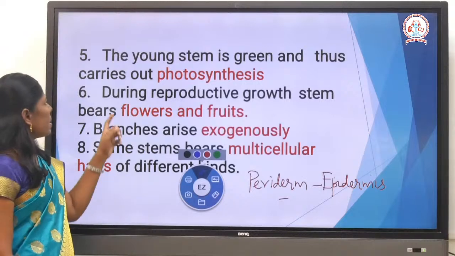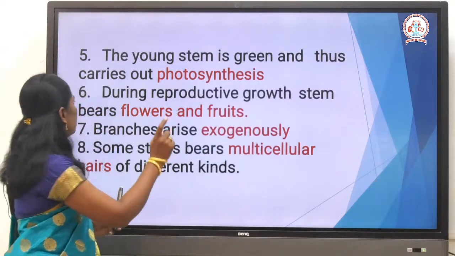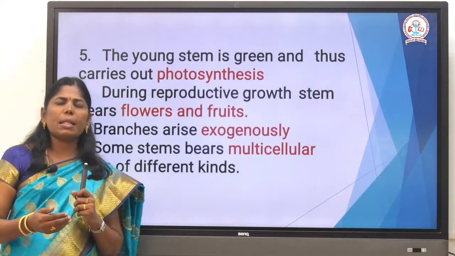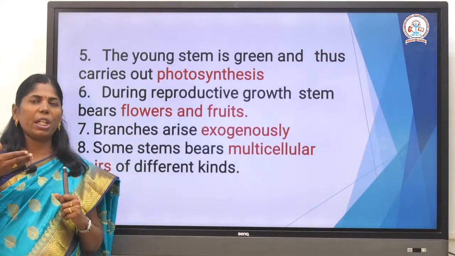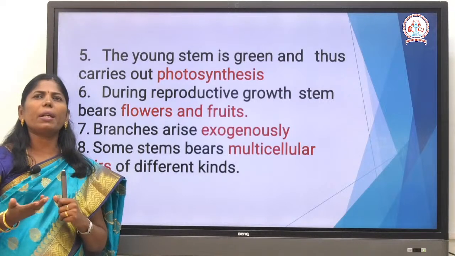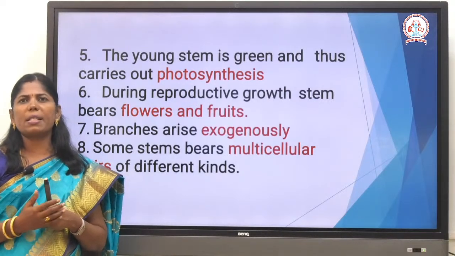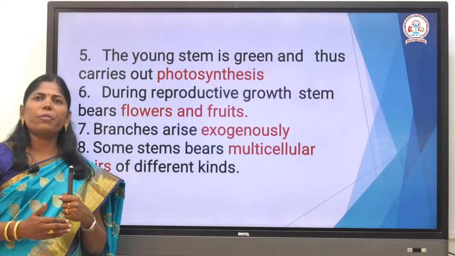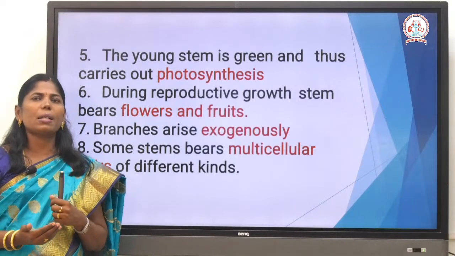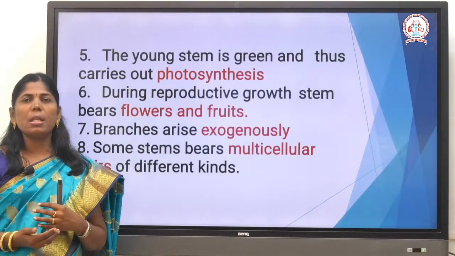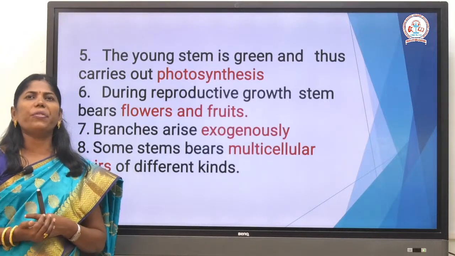Next, during reproductive growth, the stem bears flowers and fruits. First we can see the vegetative growth, then only we can see the reproductive part. What is the reproductive part? Already I said, it is the flowers. After the flowers undergo pollination and fertilization, only then can we see the fruits.